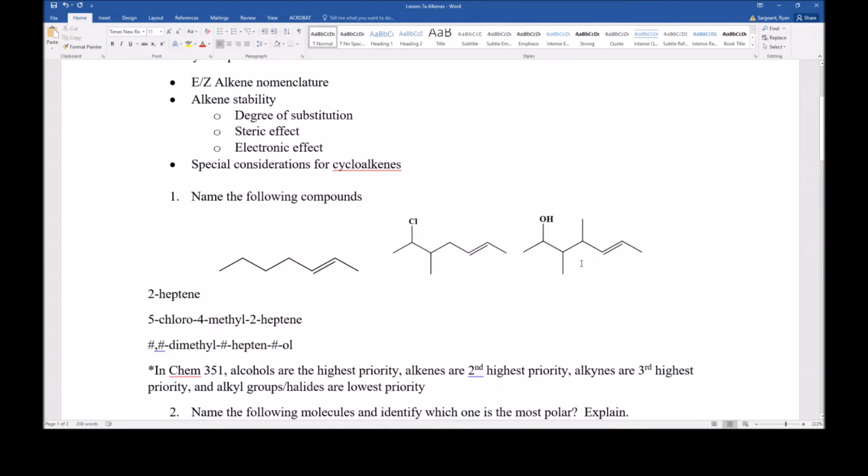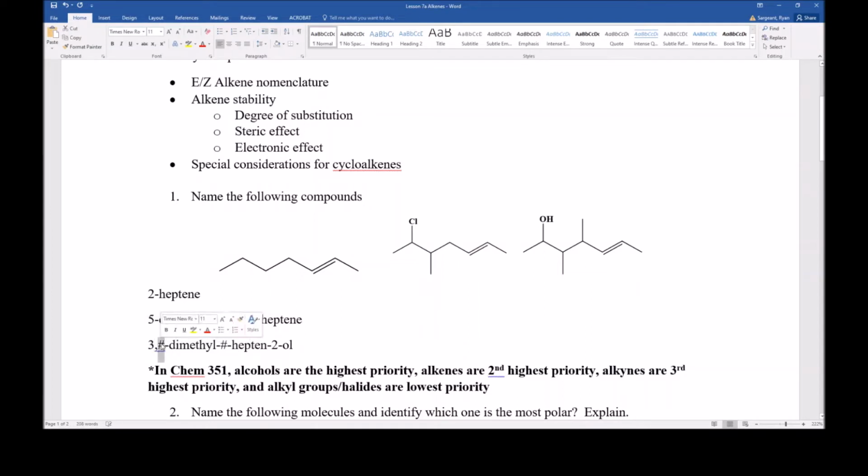Now for the third compound, the alcohol is the highest priority. So the purpose of me using this example was specifically to force you to choose between giving the alcohol the number 2 position or giving the alkene the number 2 position. And based on these priority rules that we have right here, the alcohol gets the number 2 position. So I'm going to call the alcohol number 2. That means that my methyl groups are occurring at the 3 and the 4 position, and my alkene is starting at the 5 position.